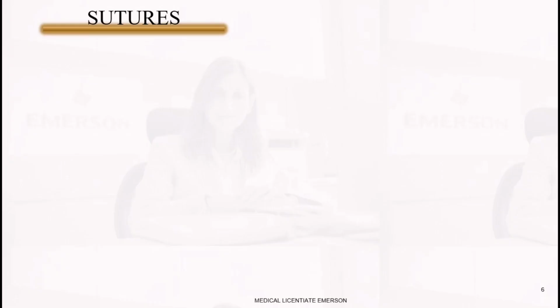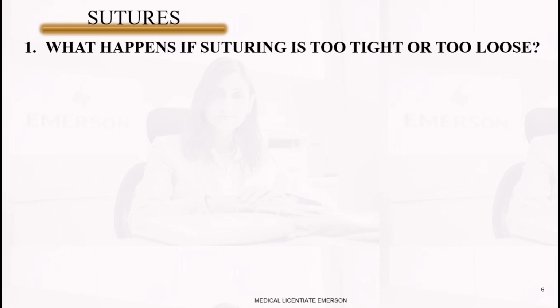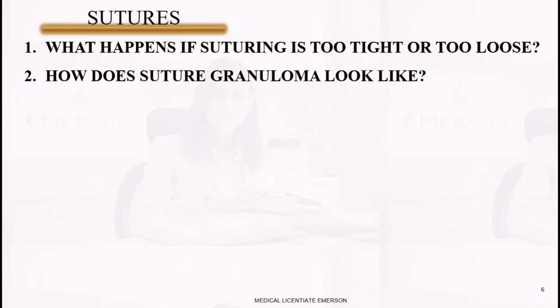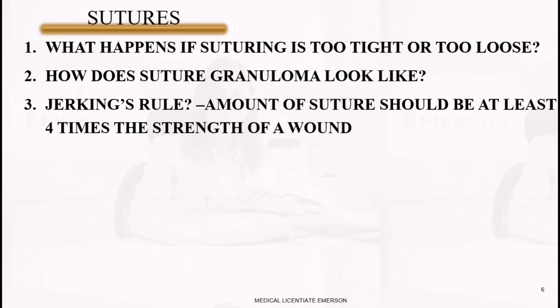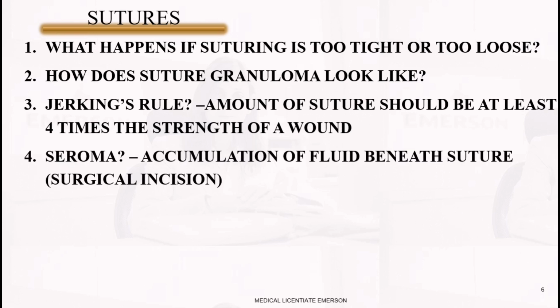Okay, sutures. So we are now on a patient with sutures, things you may be asked on a patient with sutures. What happens if suturing is too tight or too loose? That's one. Two, how does a suture granuloma look? Three, Jenkins rule. So what's Jenkins rule? Jenkins rule states that the length of suture should be at least 4 times the length of the wound. So that's Jenkins rule.